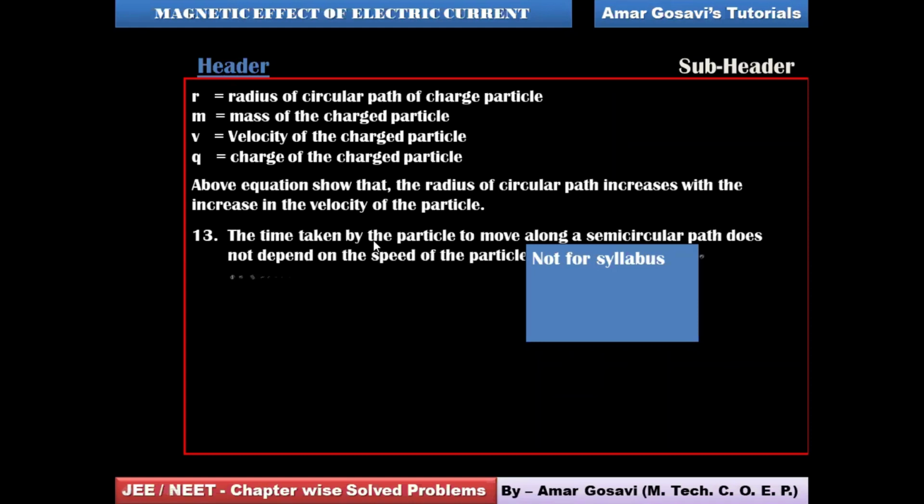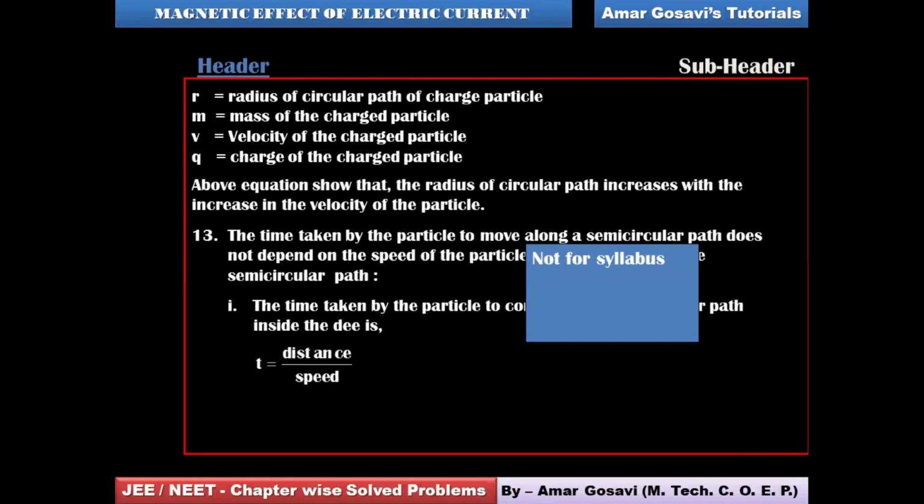Let's talk about the time period for the particle to move along the semicircular path. It won't depend on the speed. So the time taken will be distance divided by speed. It will depend on the speed basically. So we will talk about it. It's not dependent is wrong. It will depend on the speed basically. That correction: by the formula, time is distance divided by speed.